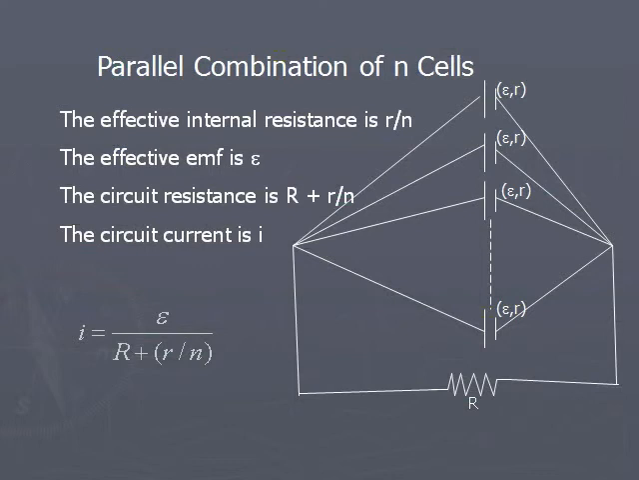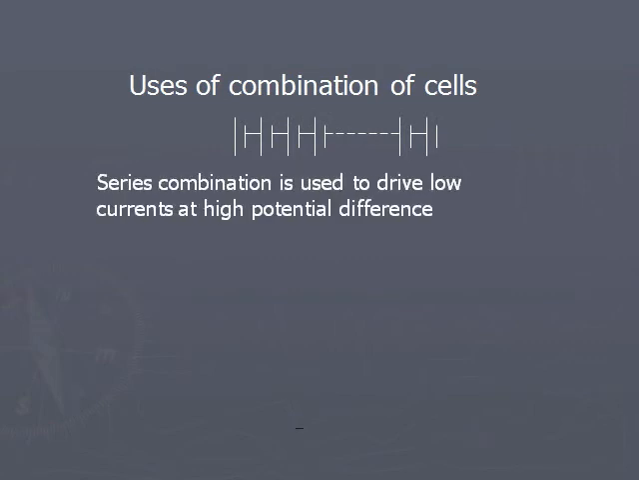Like this we can calculate the current through series combinations and parallel combinations. Series combination is used when we want to drive a low current at high potential difference. Parallel combination is used when we want to drive a high current at low potential difference. That is the difference between series and parallel combinations.